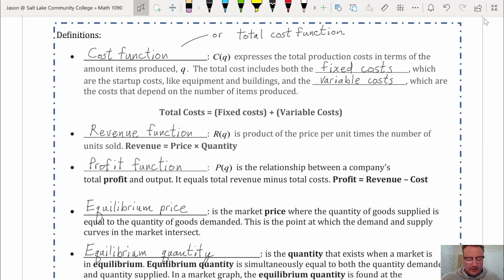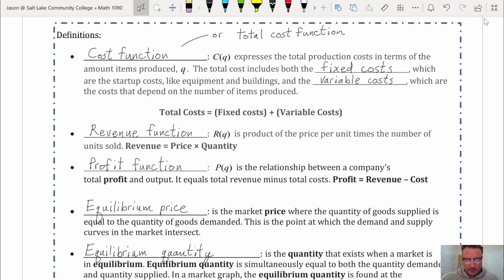Okay, next is the revenue function. R of Q is the product of the price per unit times the number of units sold. So revenue is simply just the price you charge for your product or service times the quantity of products you sell or services you provide.